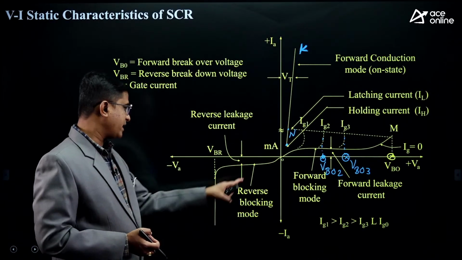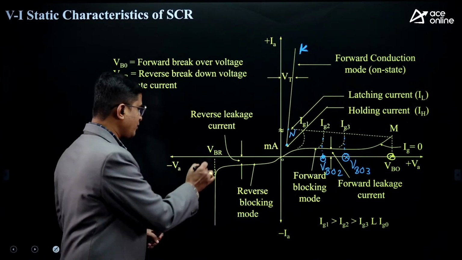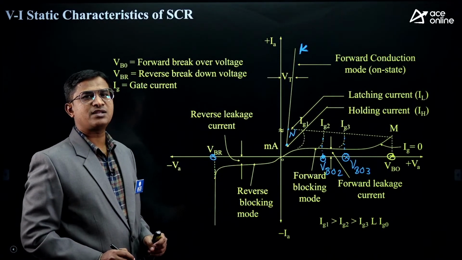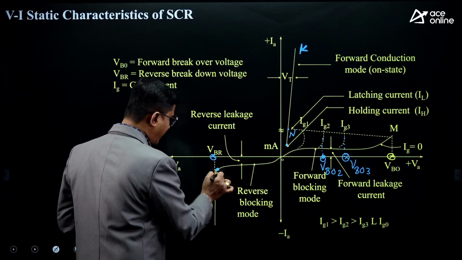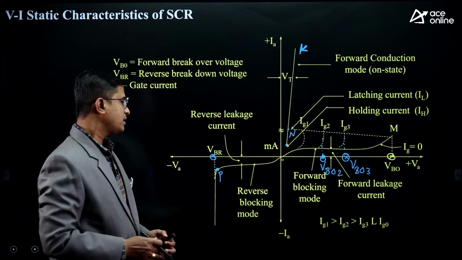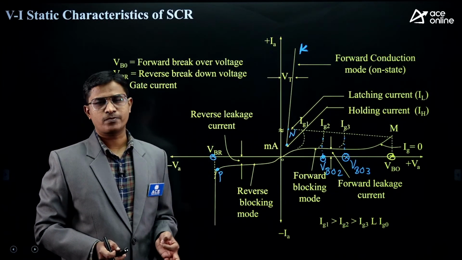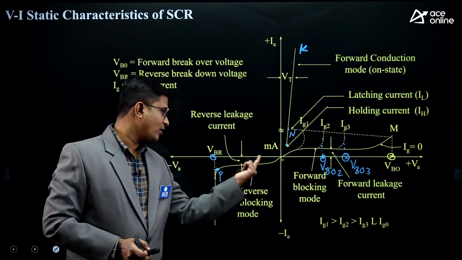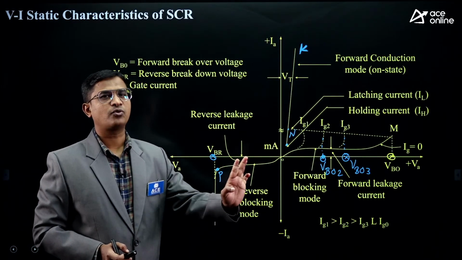Next, the third quadrant characteristic indicates your device is in a reverse bias mode. This O to X, let me write it as point OP. The curve OP indicates the device is in a reverse blocking mode. It means we are applying reverse voltage across the device, and my device is blocking that voltage.